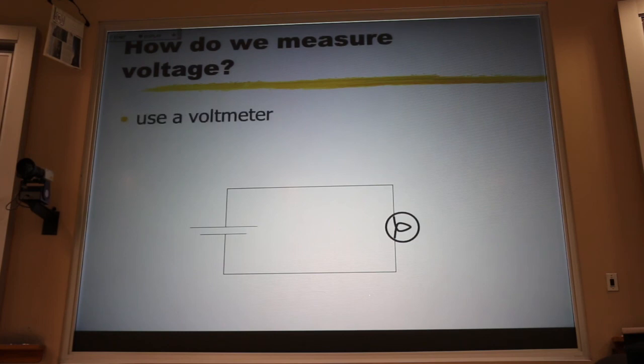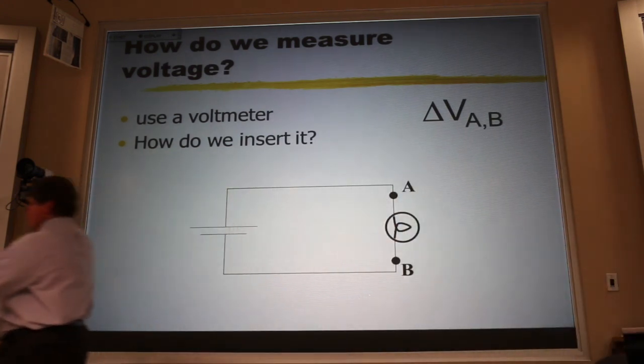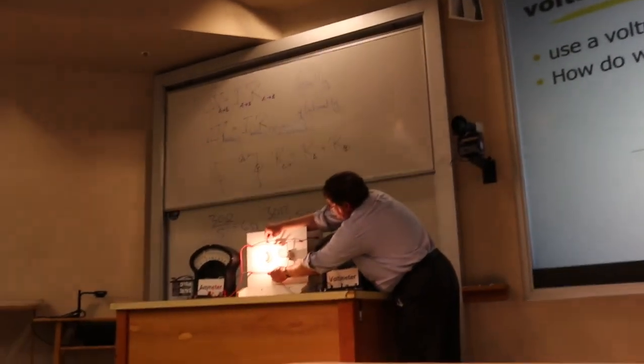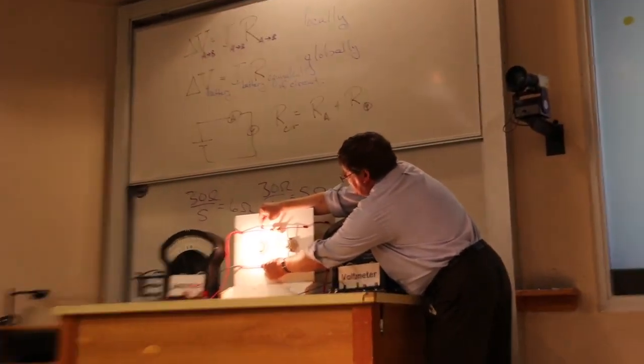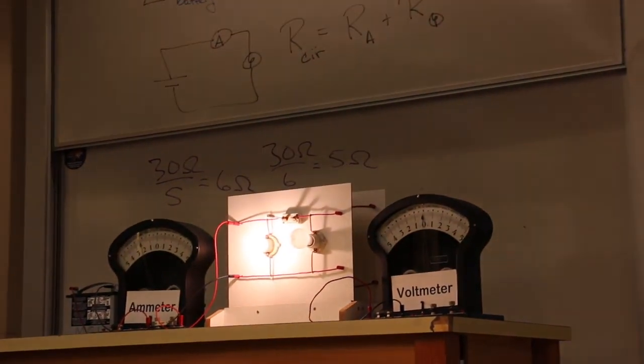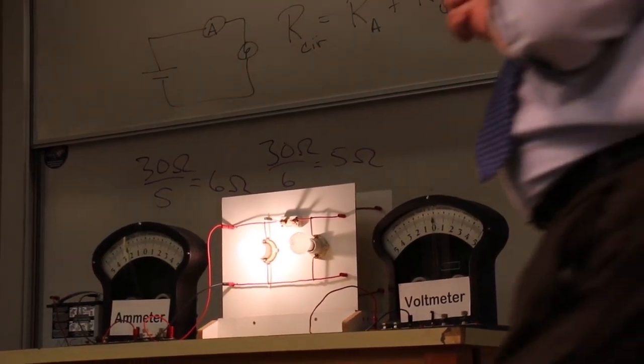When I use a voltmeter, I connect it in parallel, because I'm really measuring the voltage difference from A to B. So I choose a point A, I choose a point B, I take the leads of the voltmeter, and I connect it to those locations. Okay? Now, again, by connecting it, I did not change the brightness of the bulb. I did not significantly change the circuit at all.